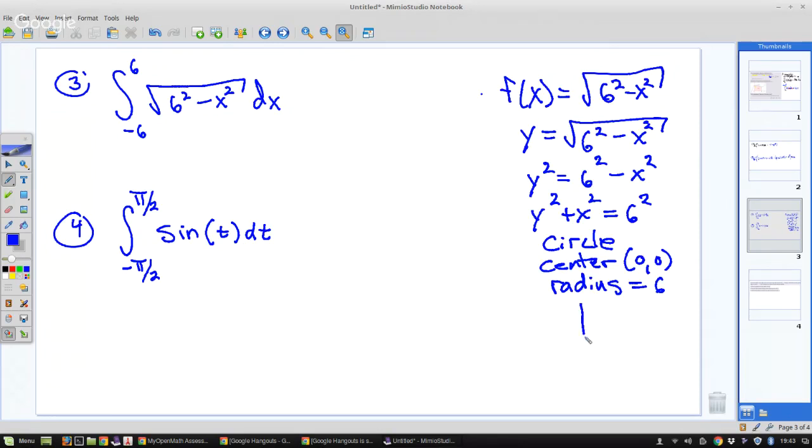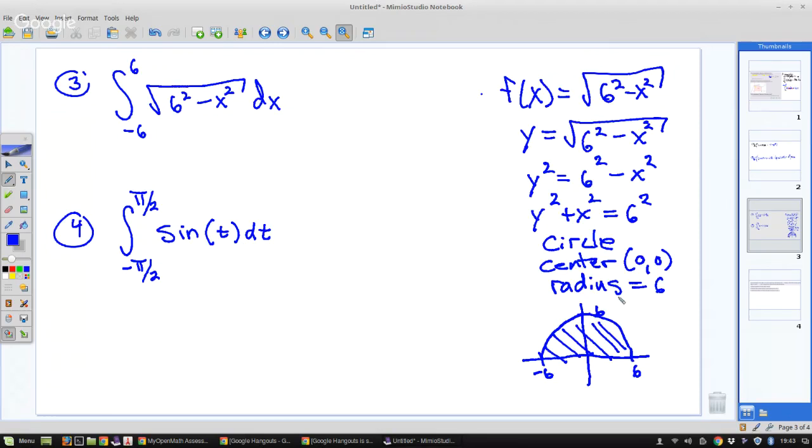So looking at the graph of it, at least this is the upper portion because it's the positive square root. So here's 6, or negative 6, here's 6. Then this is the function I'm looking at. I am using the definite integral here, so that means I'm trying to find the area under the curve. So I have the area of a semicircle.